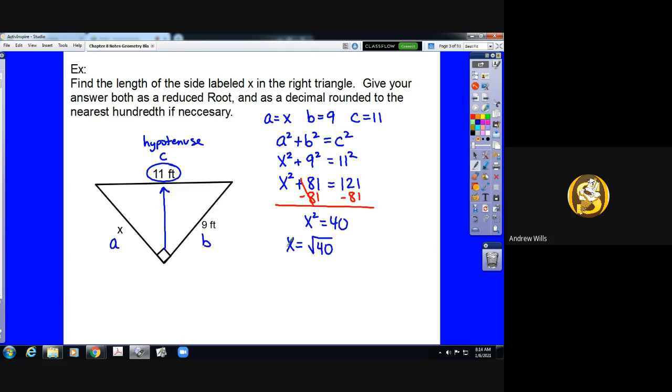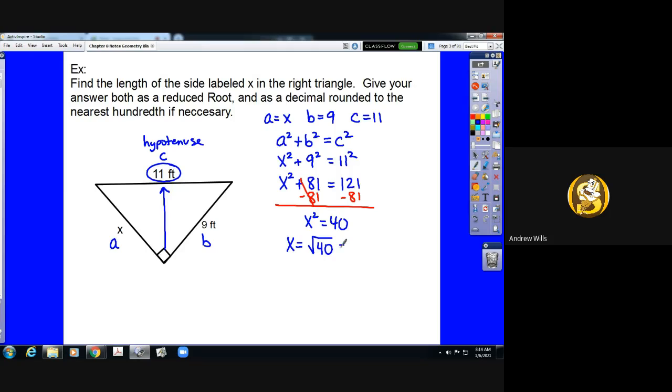Remember that when we reduce a root, we ask ourselves, what is the biggest perfect square that divides 40 evenly? Okay, when I say perfect squares, I'm talking about numbers that have square roots. 1, 4, 9, 16, 25, 36, 49, 64, 81, 100. Those numbers, okay? And there's more of them, but I'm stopping at 10 squared. So we ask ourselves, what is the biggest perfect square, and you can type the answer in the chat, that divides 40 evenly? What is the biggest number from that list that divides 40 evenly? Good, 4 times 10, perfect.